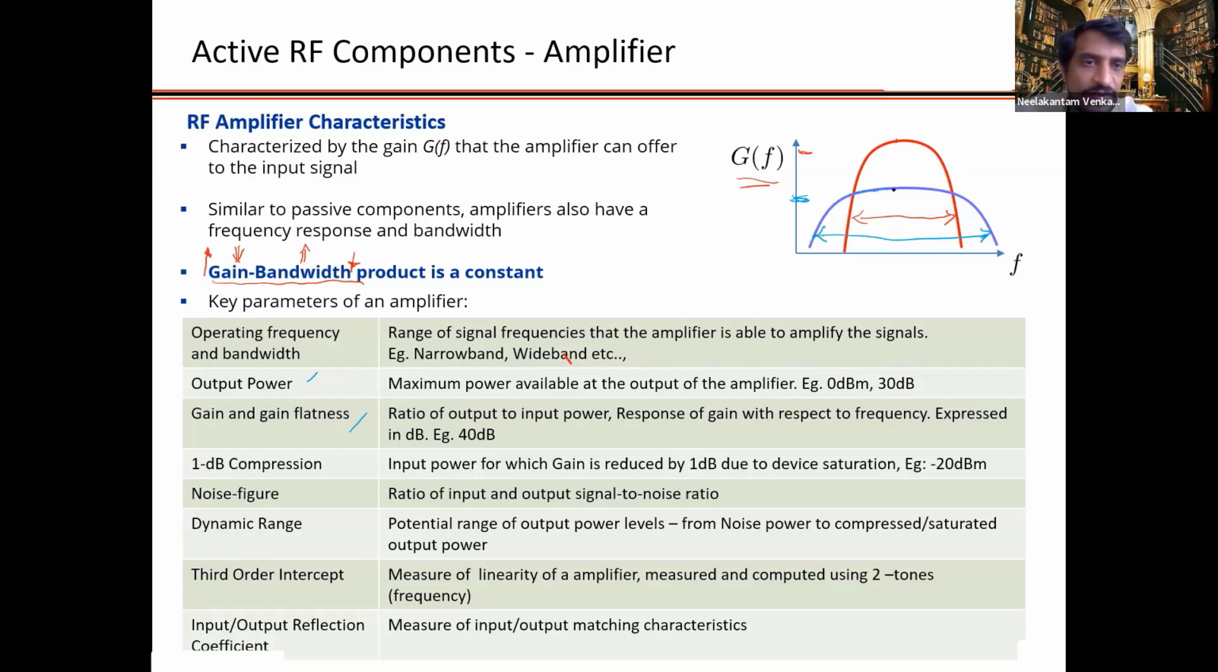That means is there a flat gain, or is the gain going up and down? Yeah, that's the gain flatness that we are talking about. But more importantly, we are going to focus on the 1 dB compression point. Another important parameter is the noise figure.